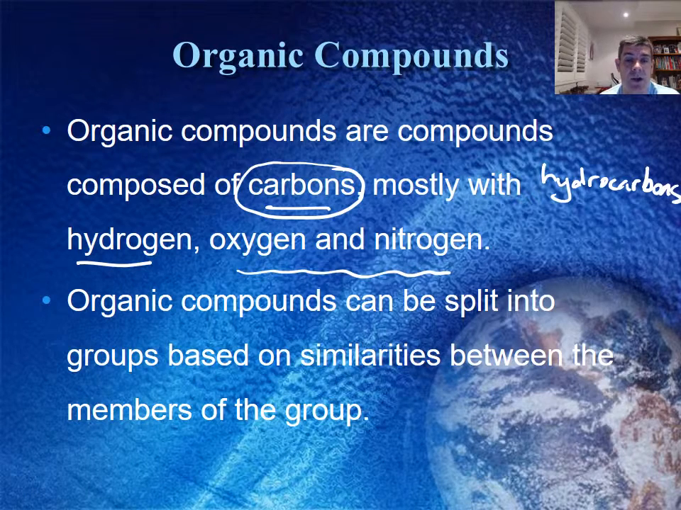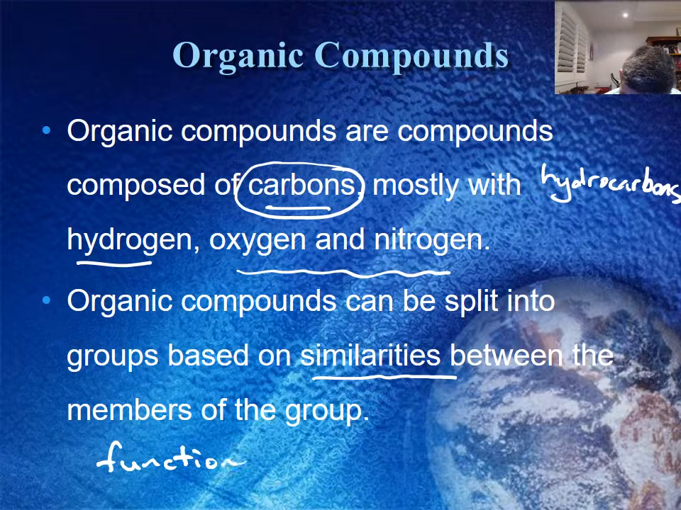We organize organic compounds on the basis of the similarities between the different members of a group. So there's certain types of what we call functional groups, and these functional groups are the ones that code for the specific types of characteristics of a group.